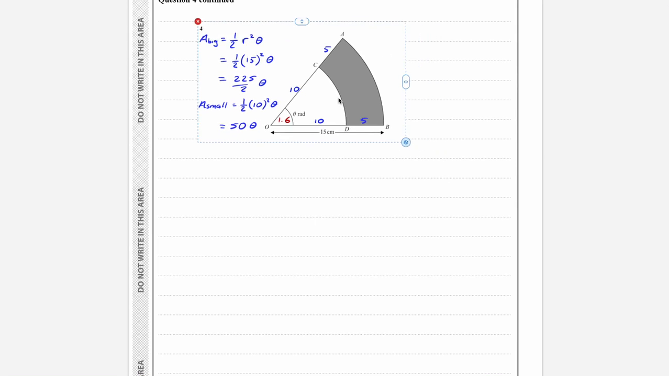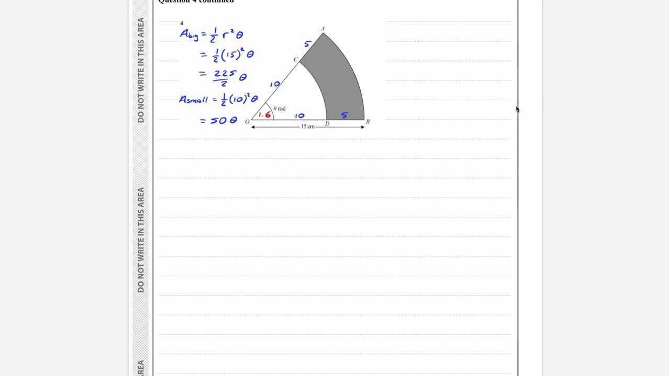I'll put it here because I'm out of space. Okay, so the perimeter is going to be 5 plus 5. Perimeter equals 5 plus 5 plus this length plus this length. Let's just call this length x, and I'll call this length y. So it's 5 plus 5 plus x plus y.